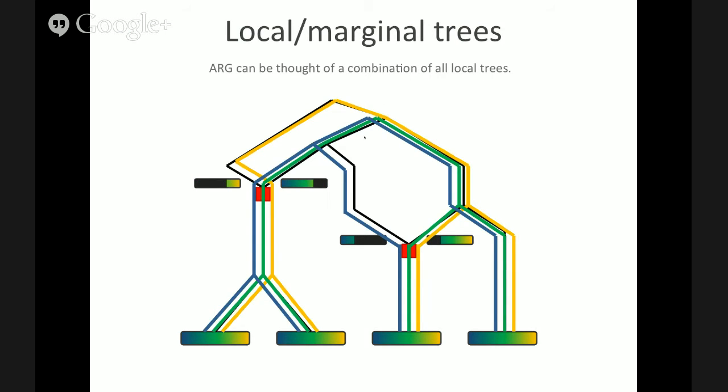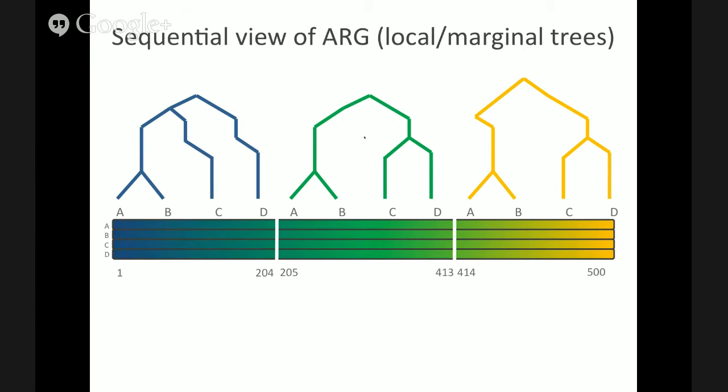Okay, so let's go back to the original example. We now have the two perspectives, the ARG and all of its local trees. A very common way that people think about the local trees is to pull them apart and view them sequentially, left to right. So now I have the same trees. I've now drawn my four sequences as a sequence alignment.